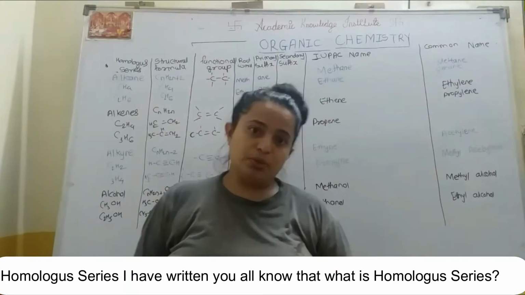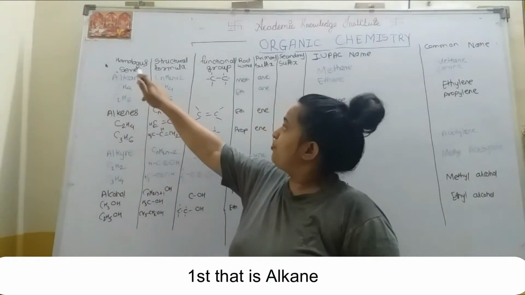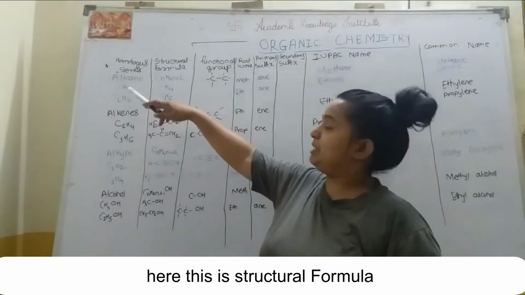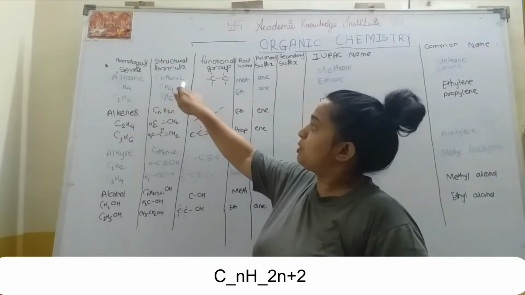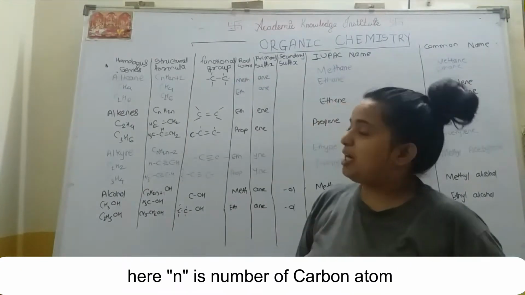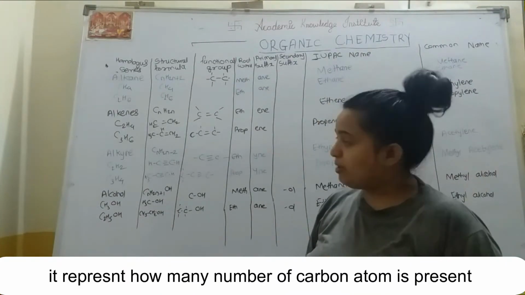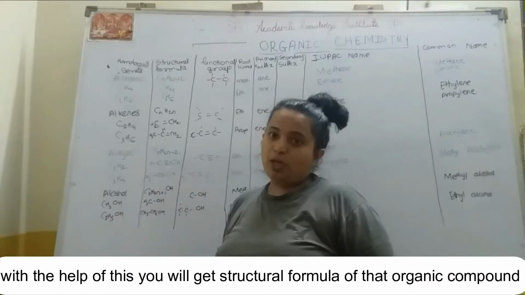You all know what a homologous series is. The first is alkane. Here this is the structural formula. This is, we can say, the condensed structural formula, like CnH2n+2. Here the n is the number of carbon atoms. Whatever number of carbon atoms are present in an organic compound, we can put that number in this n. So you will get the structural formula of that particular compound.